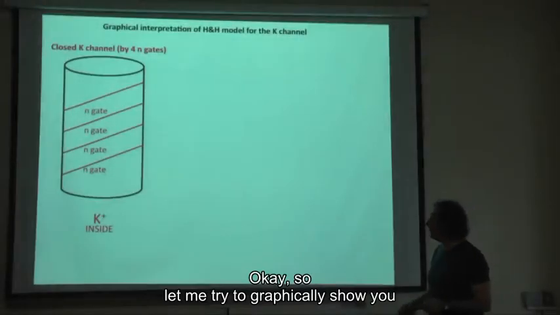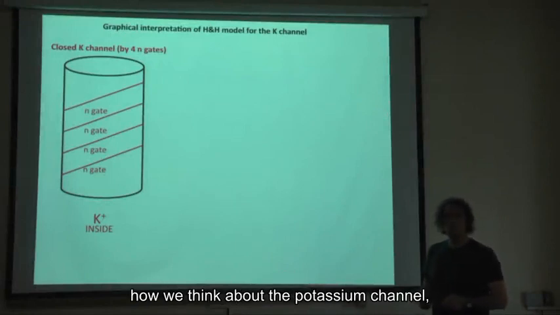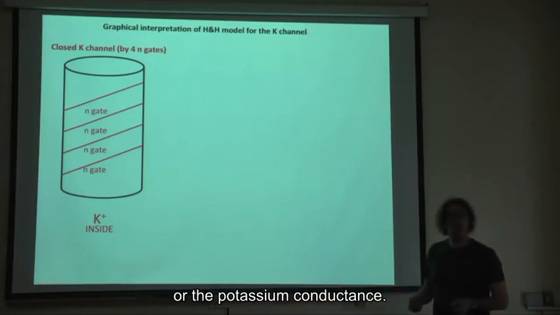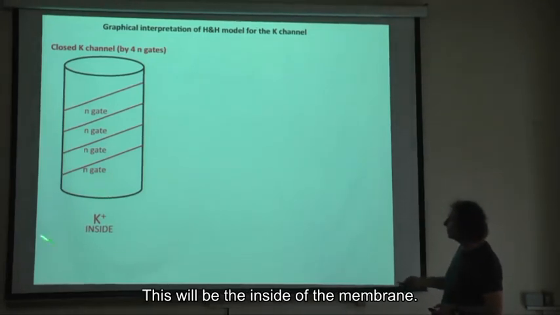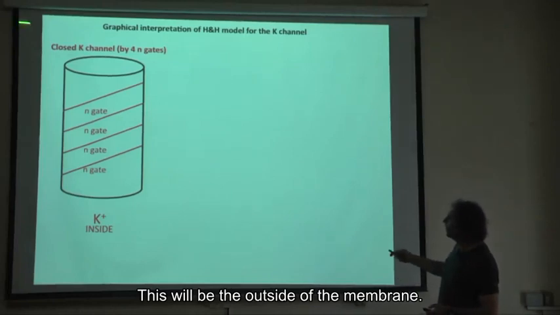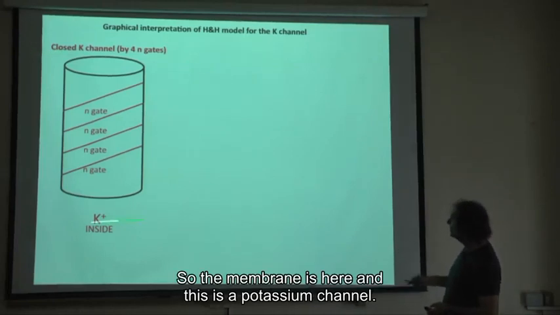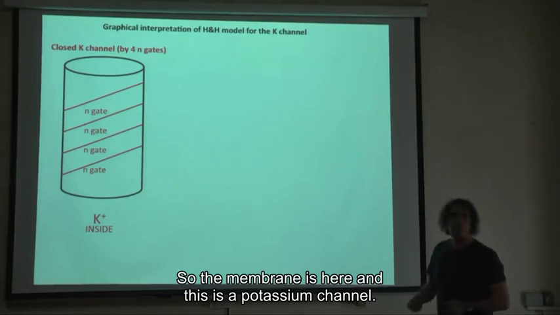Okay, so let me try to graphically interpret or show you how we think about the potassium channel, or a potassium conductance. So this will now signify a pore through the membrane. This will be the inside of the membrane. This will be the outside of the membrane. So the membrane is here. And this is a potassium channel.